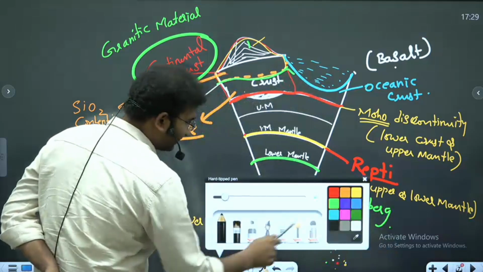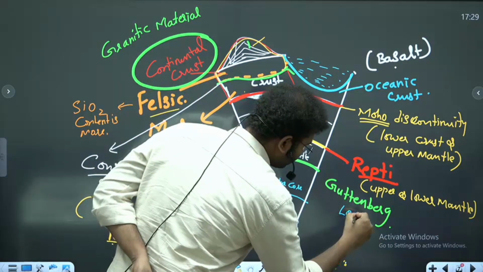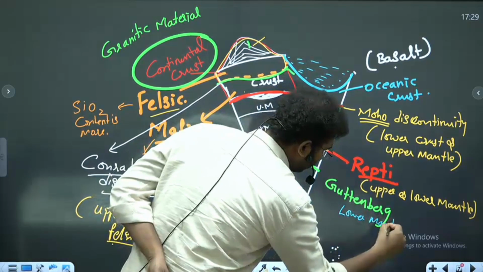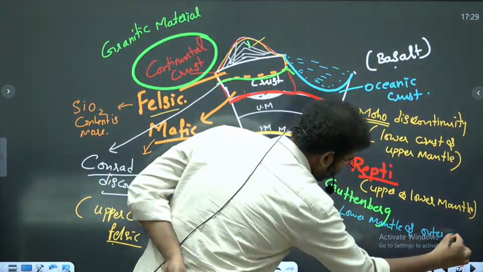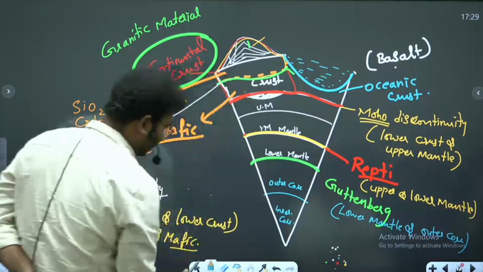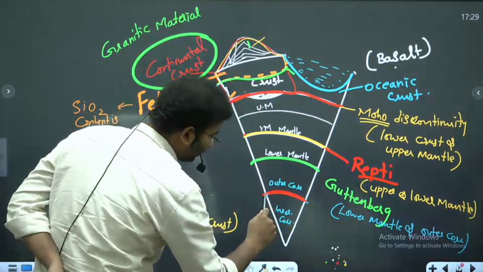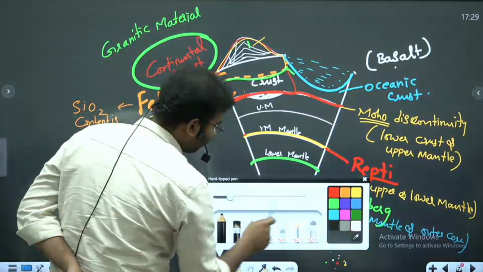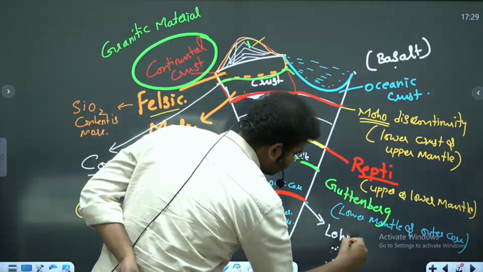This is a discontinuity which is present between lower mantle and outer core. And the last discontinuity that you will find is between outer core and inner core. It is called Lehmann's discontinuity.